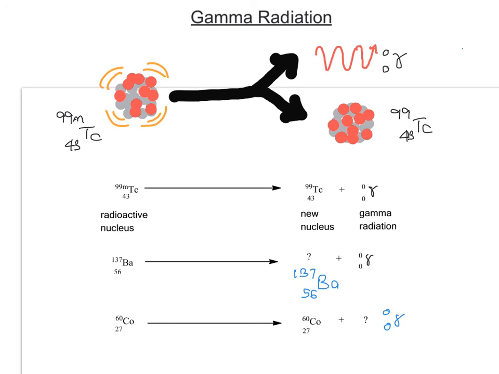Barium-137 decays by gamma radiation. What is the resulting nucleus? The resulting nucleus is still barium with the same atomic number and mass number.